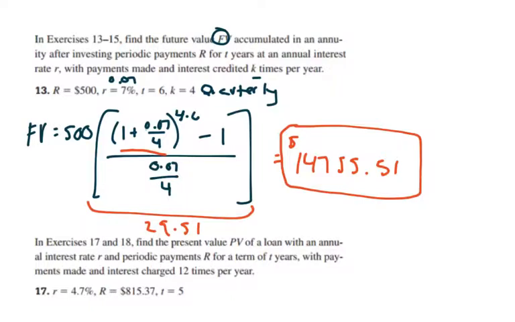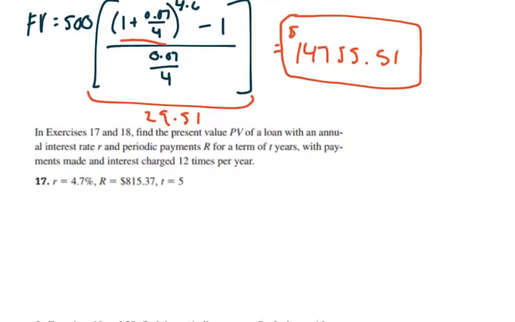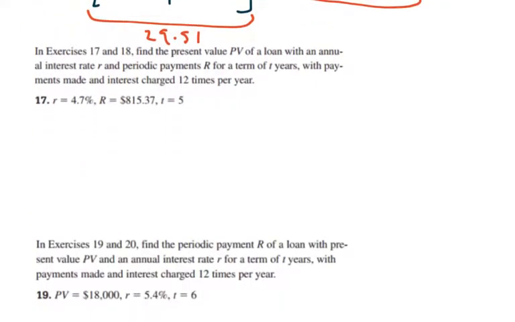But it actually says periodic payments. Okay. So, either way, in number 17, we're looking for finding the present value. So again, they mention the formula we're going to use. So present value with an R of 4.7. So remember, the decimal is 0.047.